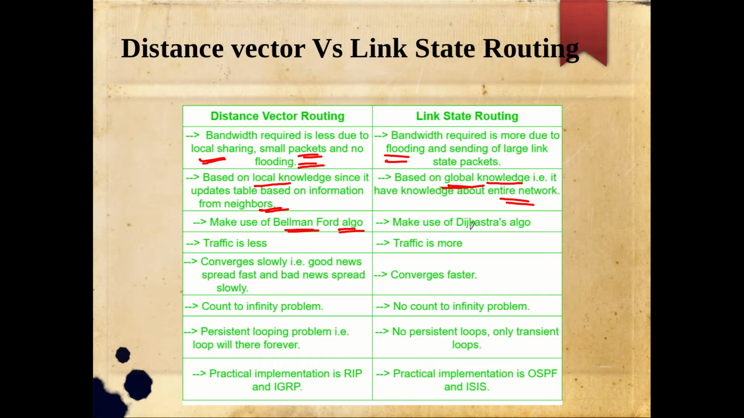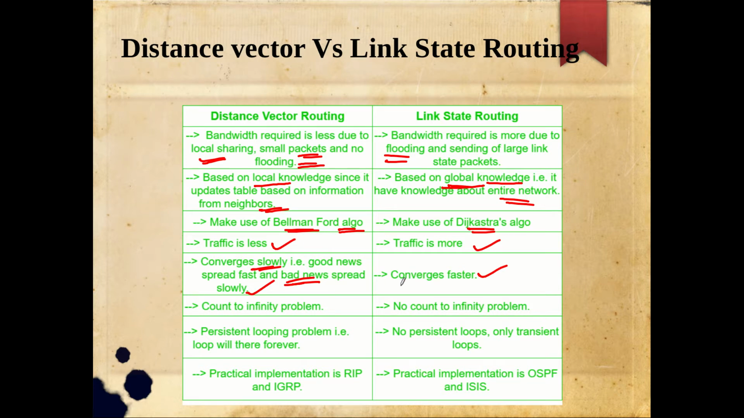The algorithm we already saw, but in link state we are using Dijkstra's algorithm. So less traffic in distance vector, more traffic in link state because of flooding. Convergence is slow in distance vector, so that is the main problem. We shifted from distance vector to link state, and particularly good news is fine, it will spread fast, whereas bad news spreads very slowly. But in link state all together in a single iteration, and flooding is the only problem otherwise. But with enough bandwidth in our current scenario, this is not a big problem that we cannot deal with. So that is why link state is preferred in the current scenario.